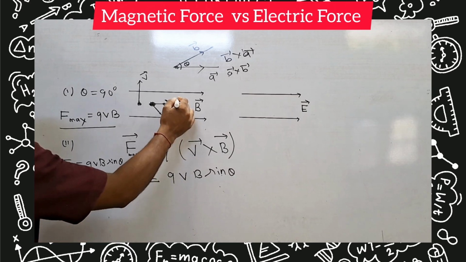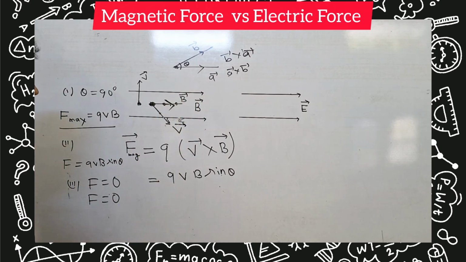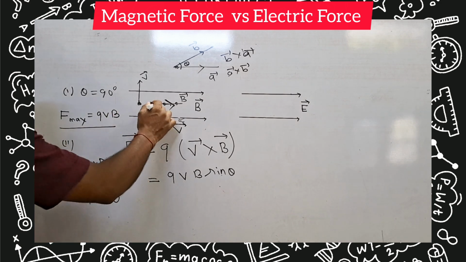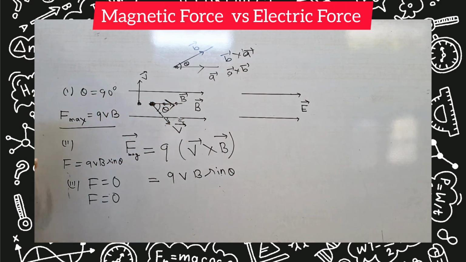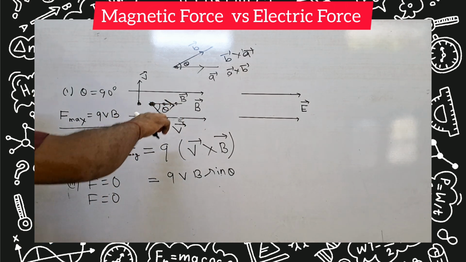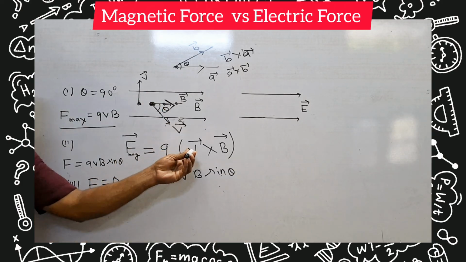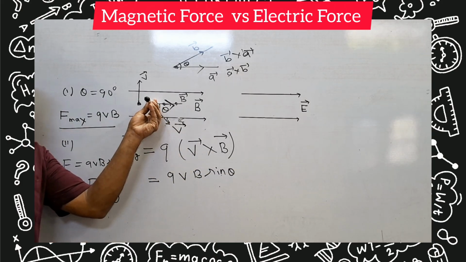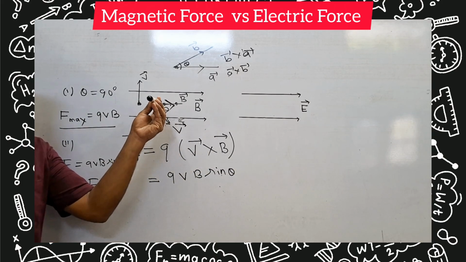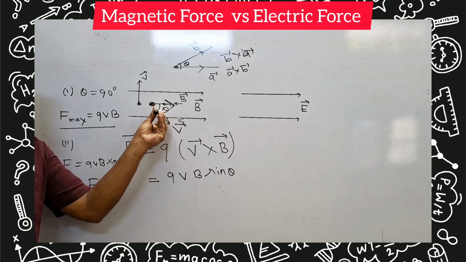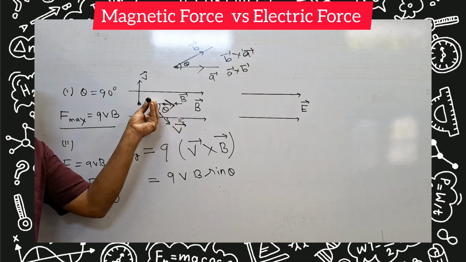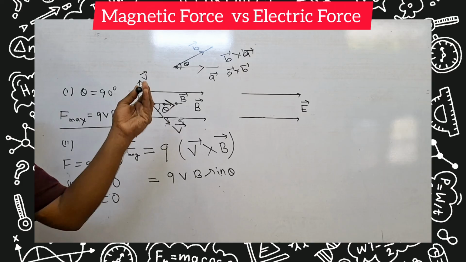This is your velocity vector, this is your magnetic field, and this angle is your theta. So what will be the direction? V cross B will be perpendicular to the surface of the board and outward, because you are taking V cross B and rotating this way, so it will be outward.